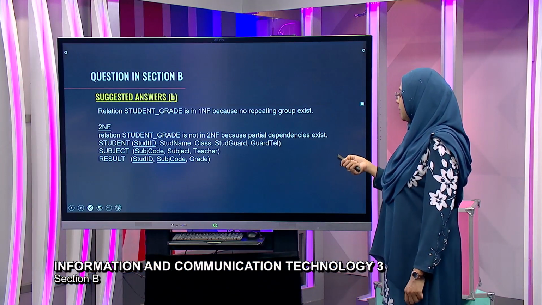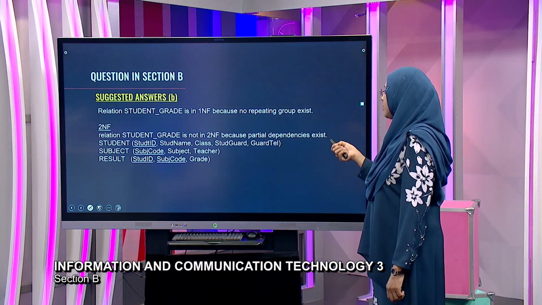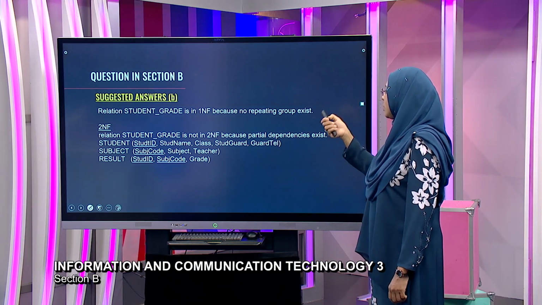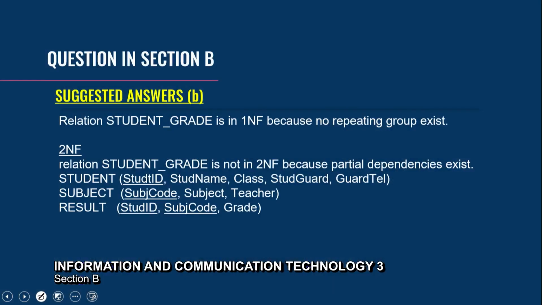The next one, you have to write the relation, and you have to write the reason. Relation student guard is in first normal form because there is no repeating group. Next, second normal form: relation student guard is not in second normal form because partial dependency exists. So you rewrite from the functional dependency in the previous question into relational schema, then you get this.